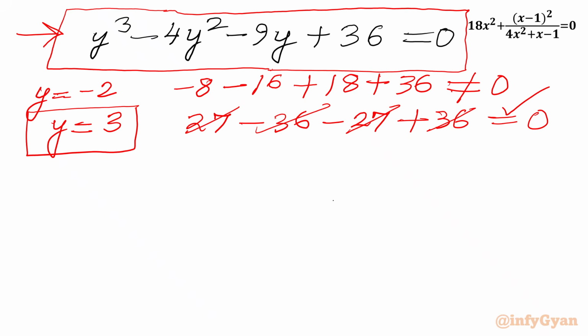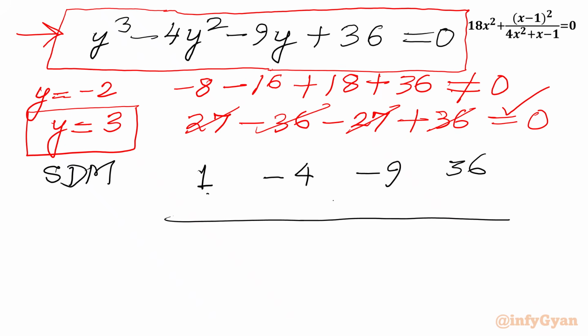Again, we can use the synthetic division method. So we'll write all the coefficients of the cubic equation. We'll write here 1, minus 4, minus 9, 36. We'll put one line over here. Leading coefficient 1 would be as it is. Now we have to multiply the base solution with this leading coefficient. So 3 times 1, we'll write the product over here. Then we'll add these two numbers and write minus 1.